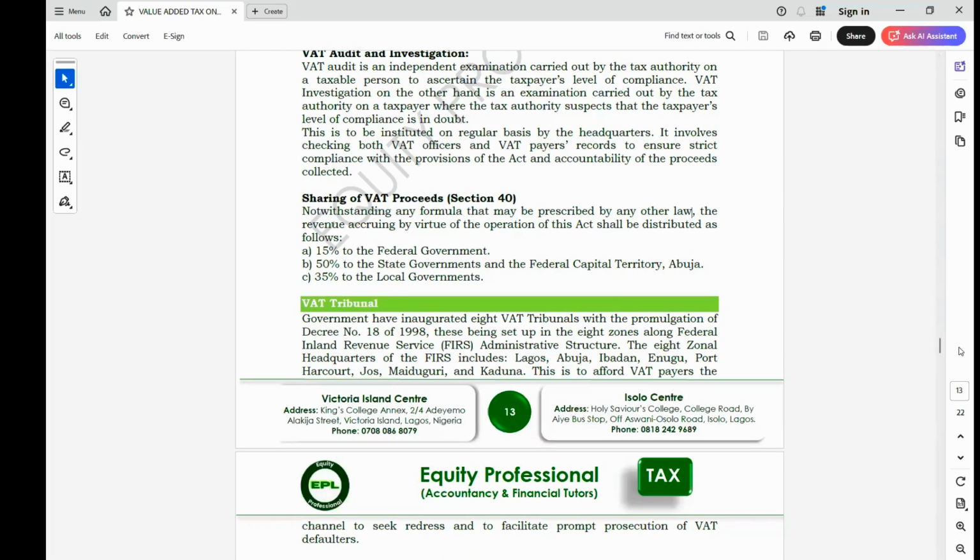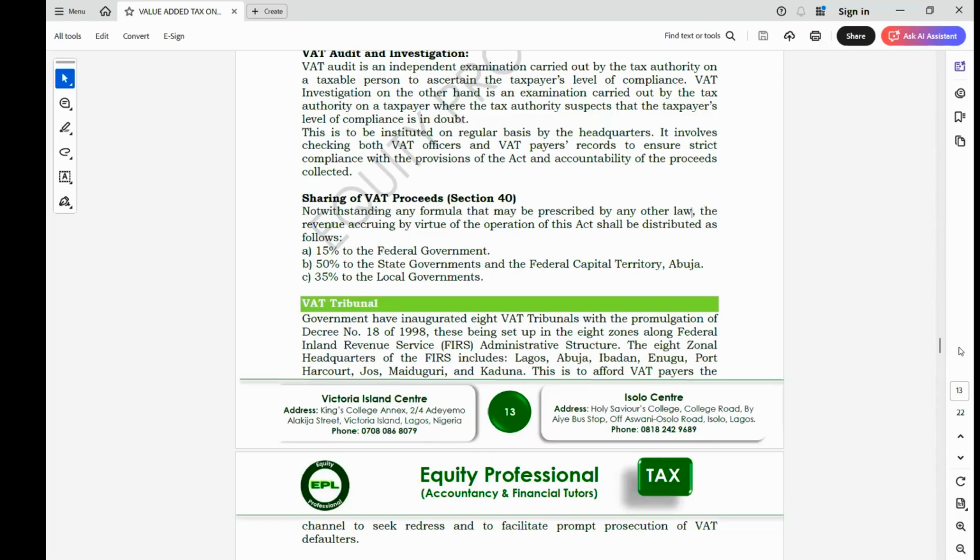not satisfied with any vatable amount generated as a result of tax audit or investigation, the vatable person has a right to appeal. When you are appealing, you are going to appeal to what is called the VAT tribunal. The tribunal is an example of a court. The work of the tribunal is to look at VAT cases. It's like a court that is established by the Federal Inland Revenue Establishment Act to consider value-added tax cases.